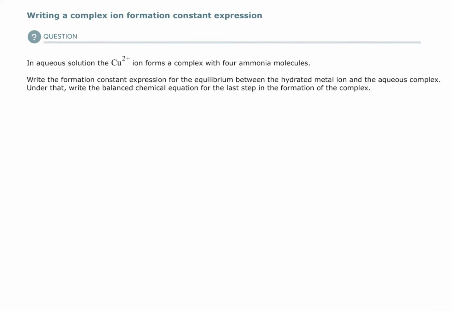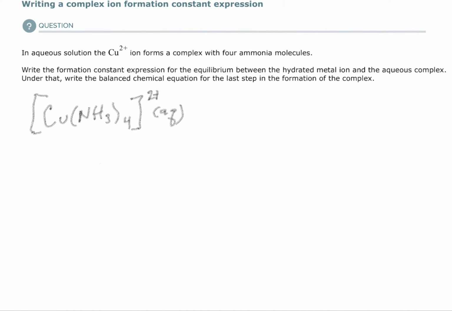So the first thing that I know is that if I put a metal ion in some water, it's going to form a complex with that water. Okay, so I just know that in this case, it tells me that it's going to complex with 4 ammonia molecules. That tells me that it's also going to complex with 4 water molecules.